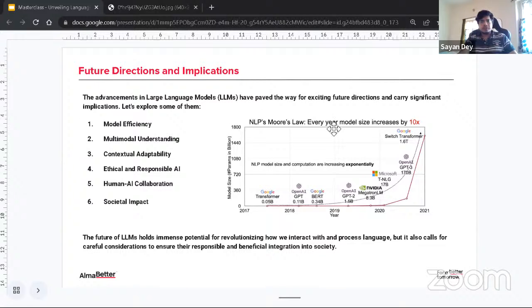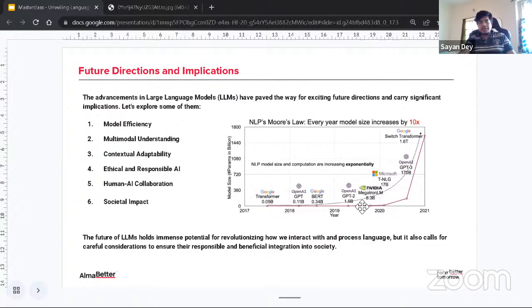Time for a quiz. This is basically something called Moore's law. It's a bit of a technical topic, but just keep this at the back of your mind because we're discussing NLP. Just in case you hear about something like this, remember that the model size and computation is increasing exponentially. And here we've actually given you this 2021 data also.